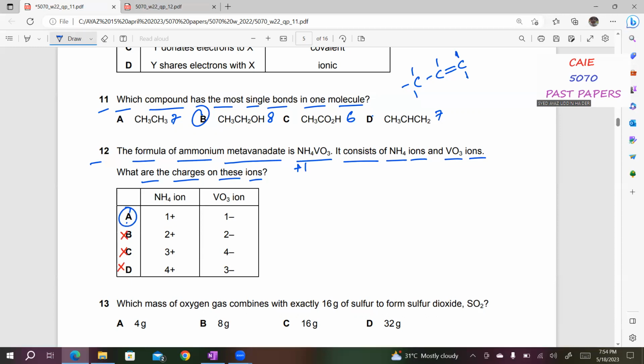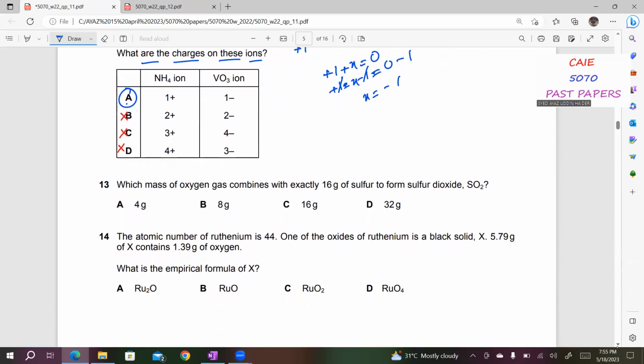You can solve it by doing this calculation. You know the charge on NH4, so I will write +1 for NH4. I don't know the charge on BO3, so I will write plus X is equal to 0. So if you solve the charge for BO3, you will get X: +1 -1 is equal to 0 -1, and you will get X is equal to -1. So in this way, you can calculate the charge on BO3.